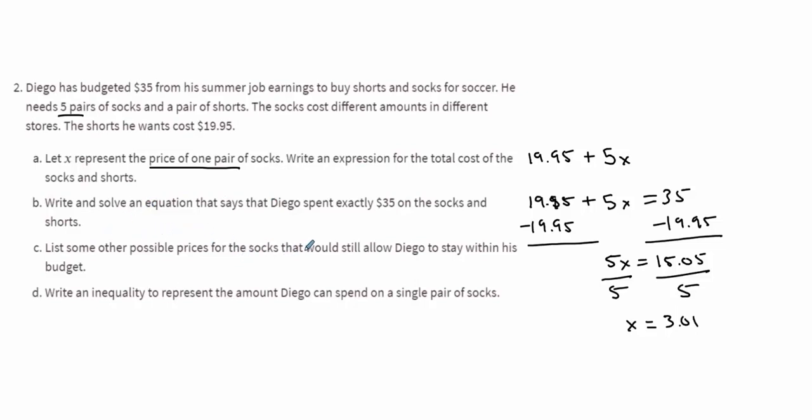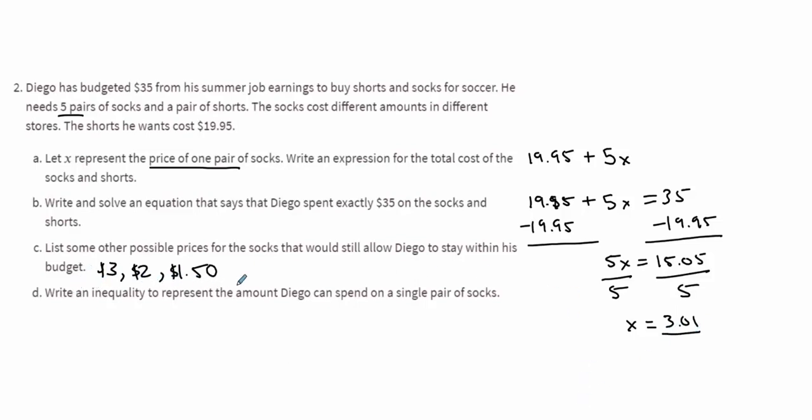List some other prices for the socks that would still allow Diego to stay within his budget. So if he spends more than $3.01, he won't stay in his budget. So he needs to spend anything less than $3.01. So he can spend $3 or $2 per sock or $1.50 per sock, any number that's less than $3.01.